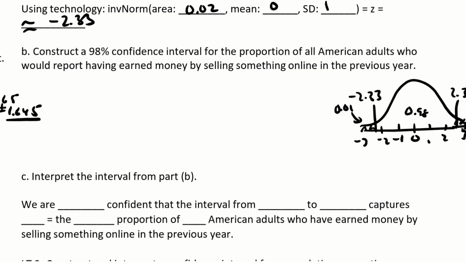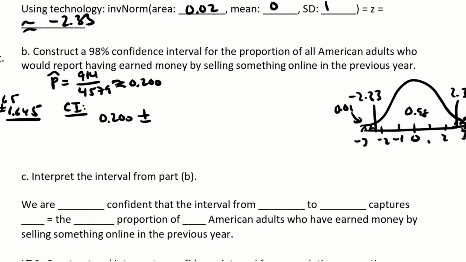So we know that the p hat is 914 out of 4,579. And that's approximately 0.200. We have to calculate that before we do the confidence interval. So now let's do the confidence interval is p hat plus or minus the z-score, the critical value, times the standard deviation of p hat, which is 0.200, 1 minus that, out of 4,579 people.